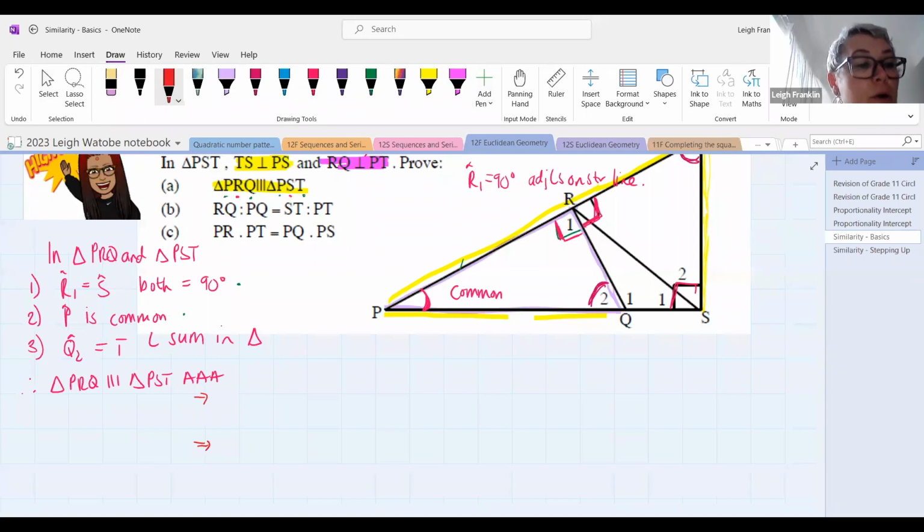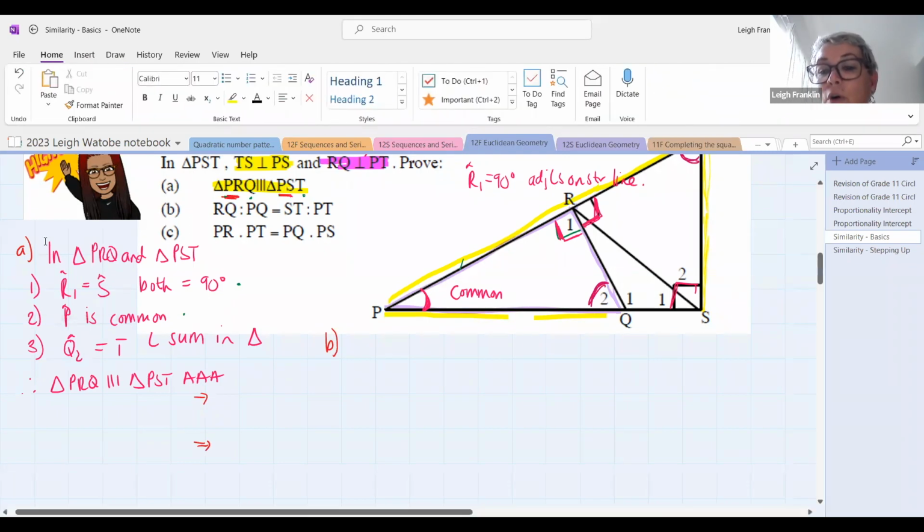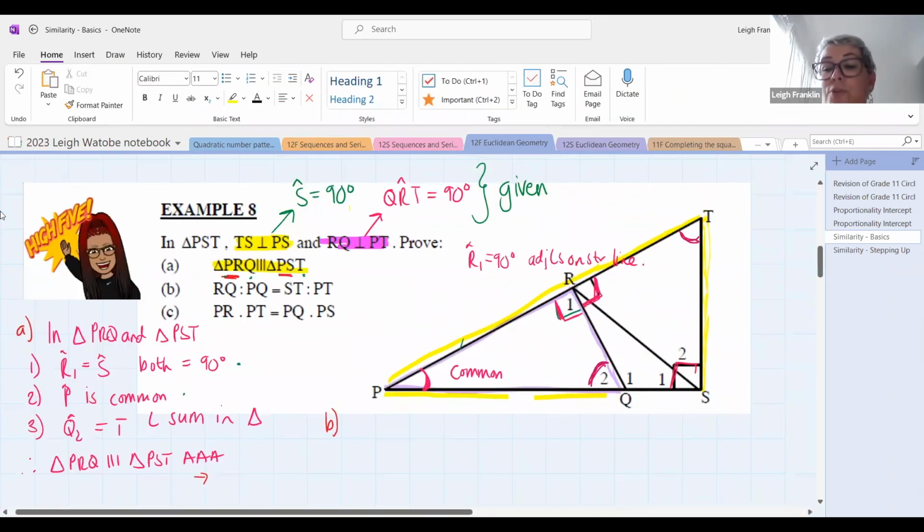So in part A, we proved that the triangles were similar. Now in part B, this is where the order of the letters is so important. Remember, I was saying that the first two letters in the one triangle and the first two letters in the other triangle are corresponding sides because they are opposite angles of the same size. Okay, so side PR is opposite angle Q, and side PS is opposite angle T, and we know that Q2 and T are equal to one another. That's why they are corresponding sides.